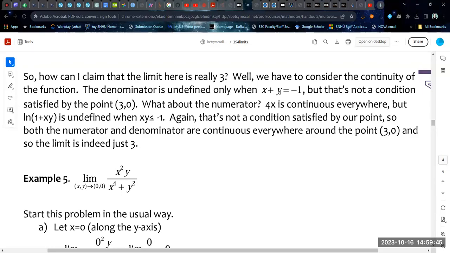But you don't have to worry about a point like x plus y equal to -1, because that's not a condition that you have to worry about satisfying at the point 3, 0. So the fact that this is in the domain and not at the boundary kind of saves us from the fact that we might run into a particular problem.